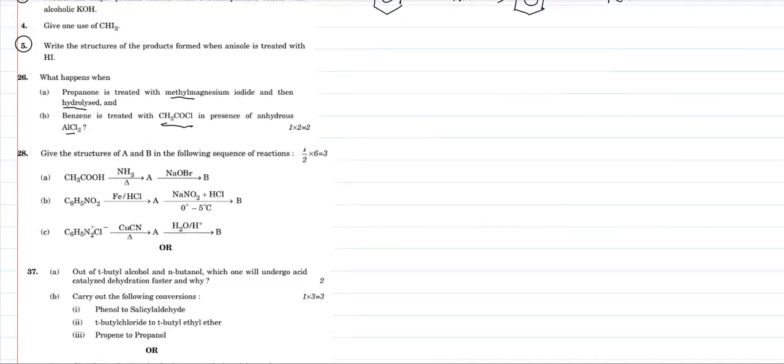Okay, now let's start with question number 28. We are supposed to give the structures of A and B in the following sequence of reactions. For such reactions, what I would do personally is go about it one reaction at a time. So let's start with A. The first one is acetic acid, CH3COOH, undergoing a reaction in the presence of NH3 and heat. This is, again, from aldehydes, ketones, and carboxylic acids, and this is the reaction of carboxylic acid with ammonia.